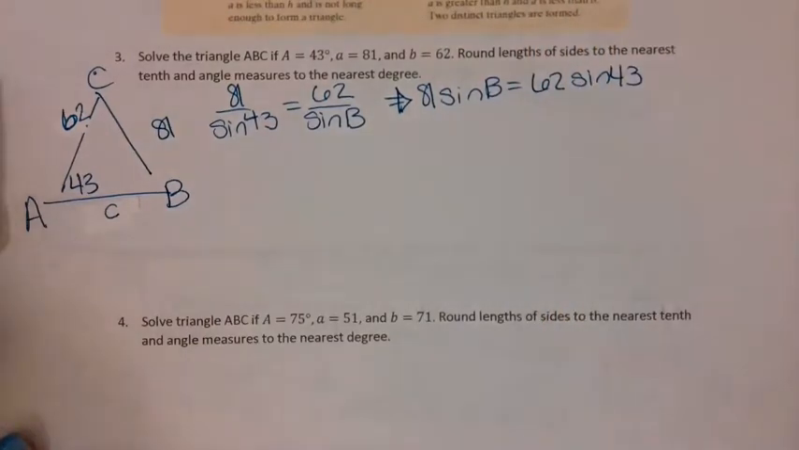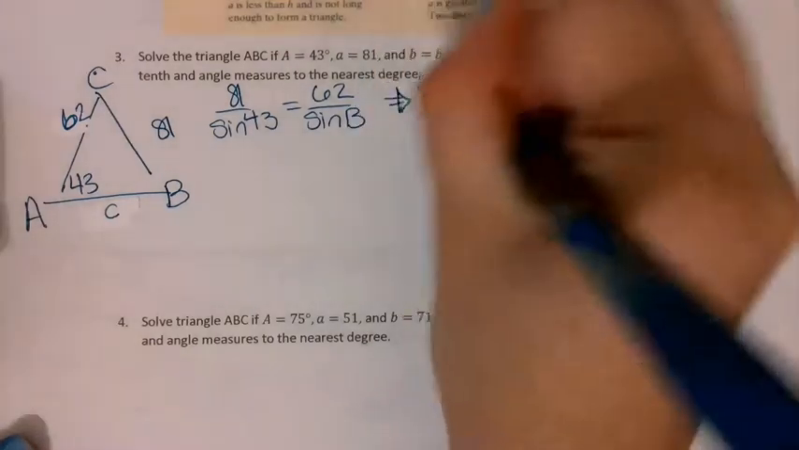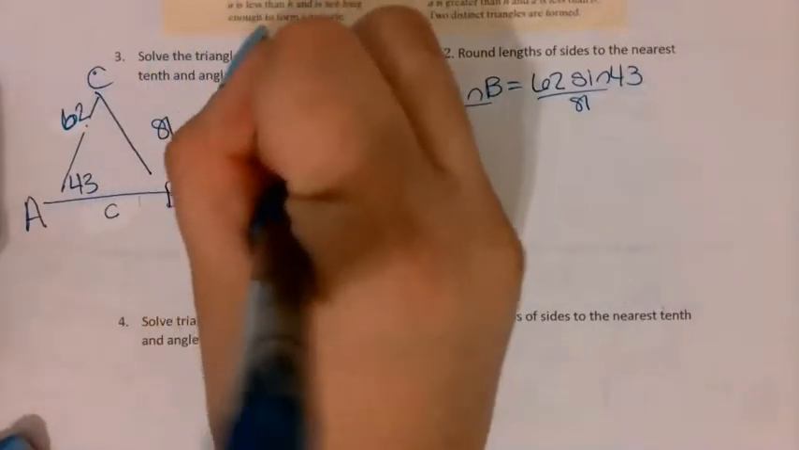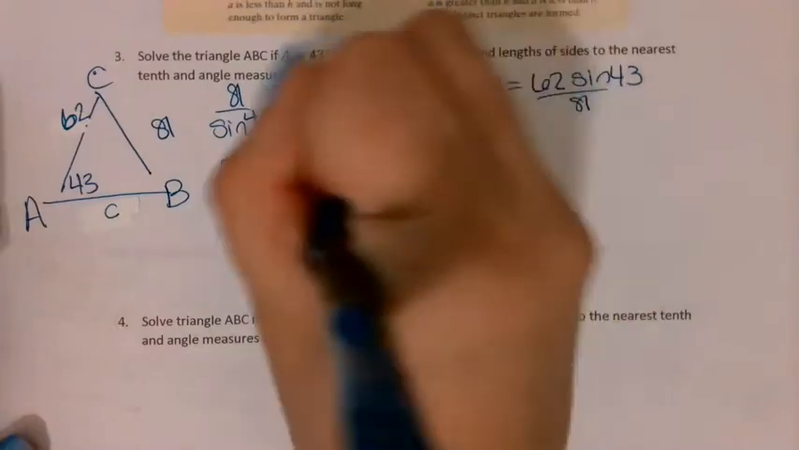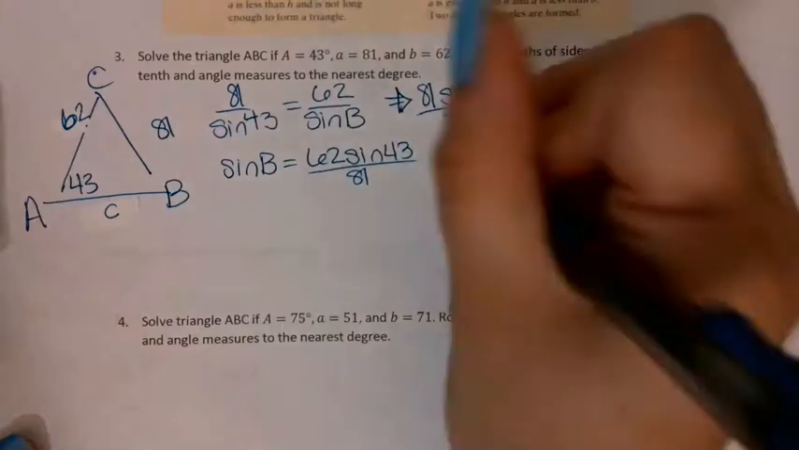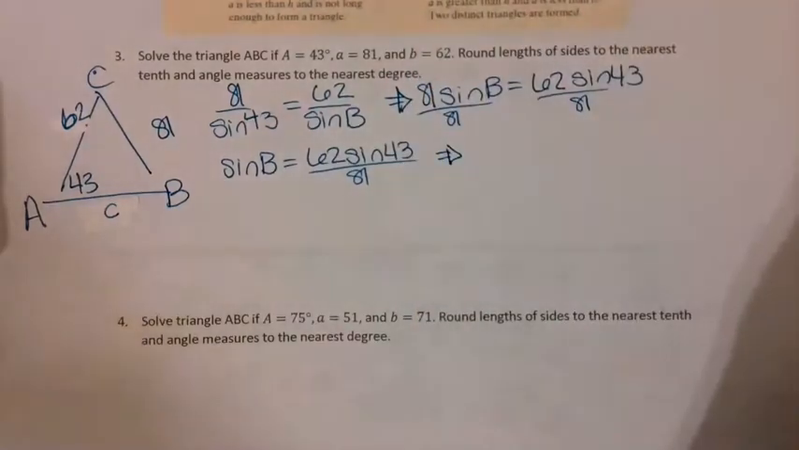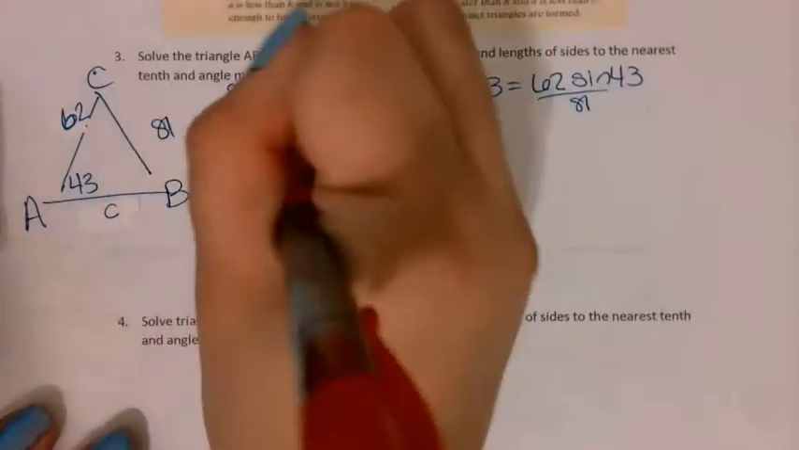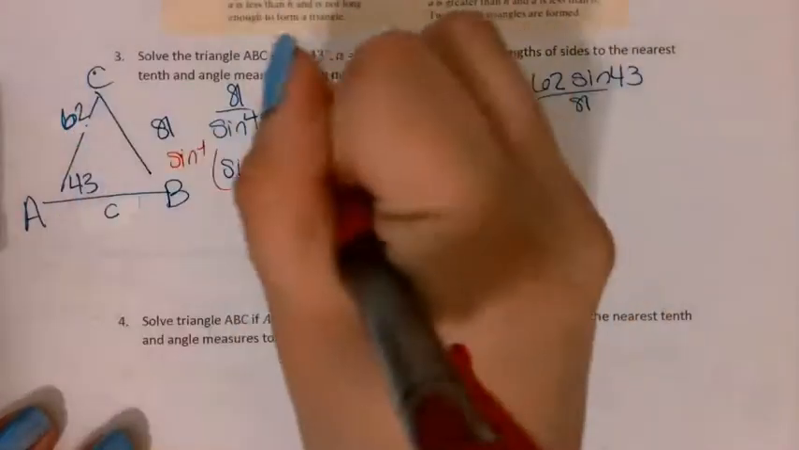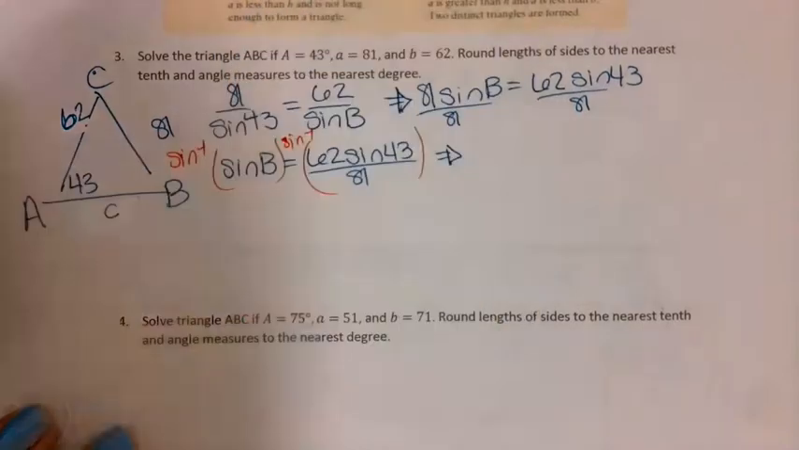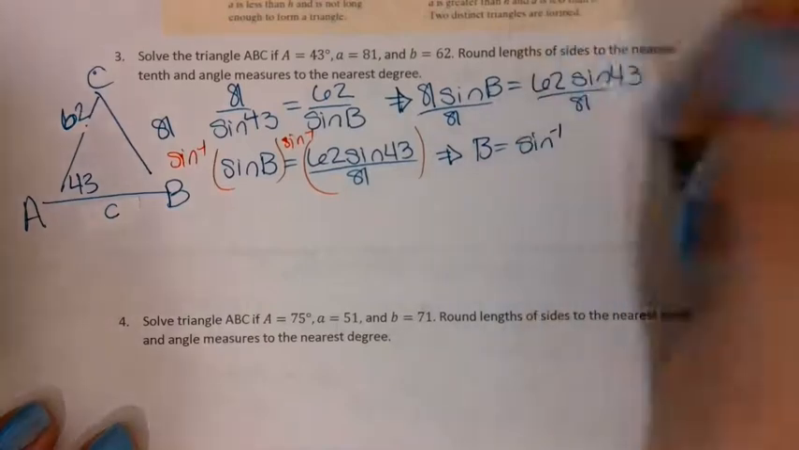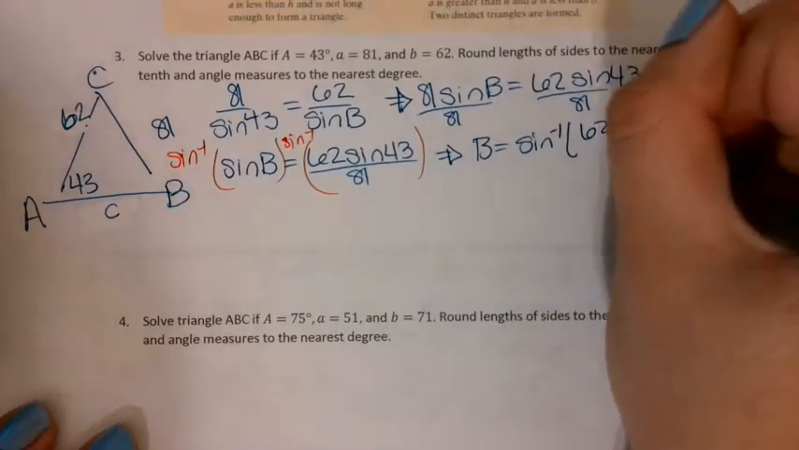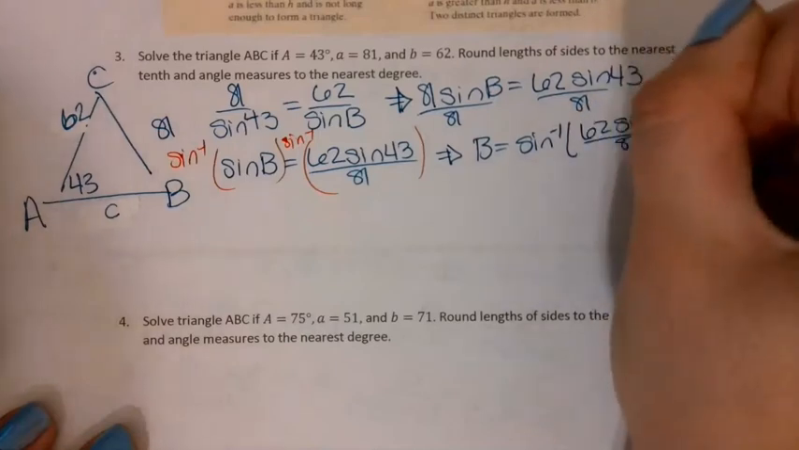What I want to do next is get sine B by itself, so I'm going to divide by 81 on both sides. I have sine B equals 62 sine 43 over 81. Then to get B by itself, I have to use the inverse sine. So remember, I multiply by the sine inverse to get rid of the sine. And this will end up with just B on the left side. Sine inverse of 62 sine of 43 over 81.